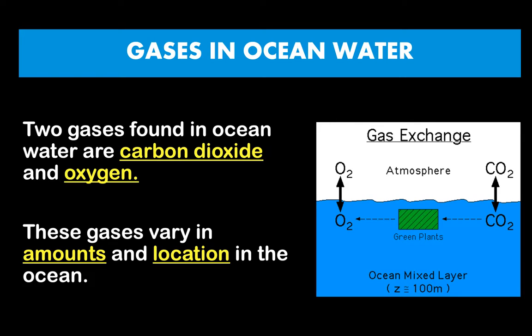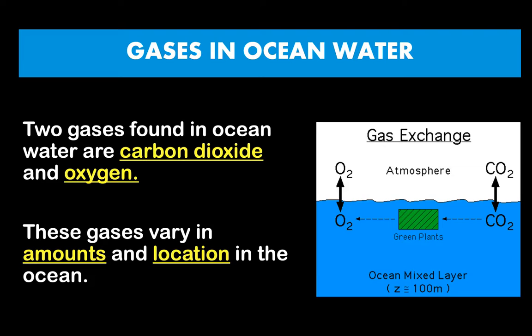You should know through common sense that because there are things that live in the ocean, that means that there has to be gas in the ocean water. And we have two gases that are really important for life. First is carbon dioxide, and the second is oxygen. Now, again, these are going to vary in amount and location within the ocean.